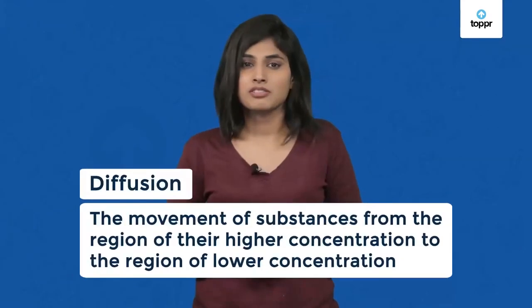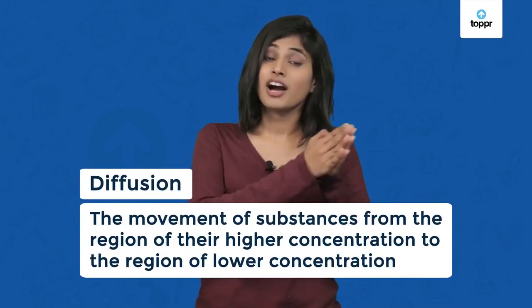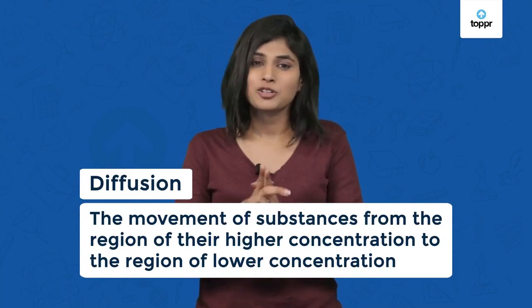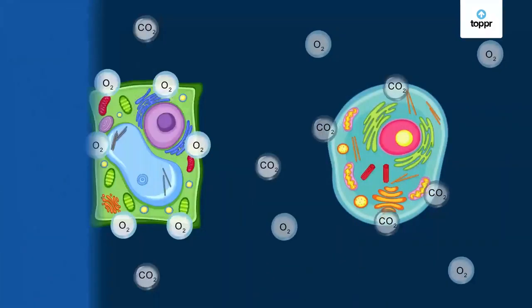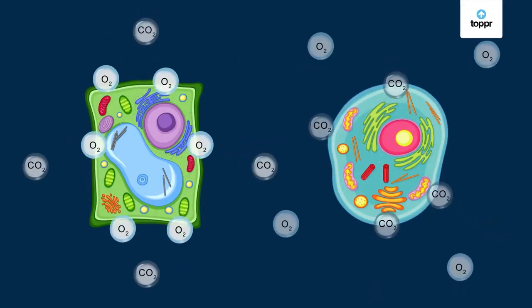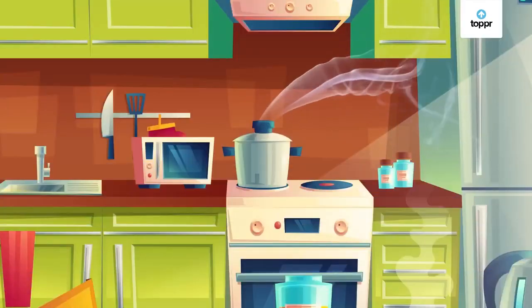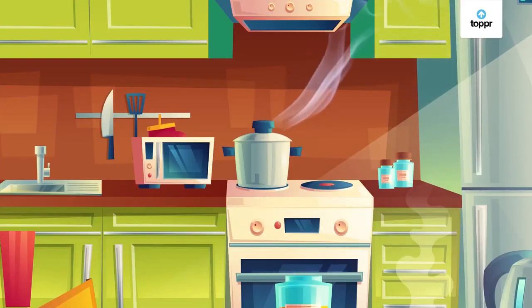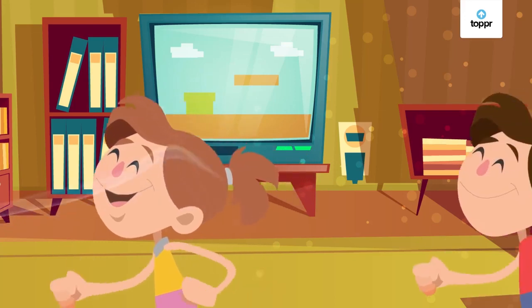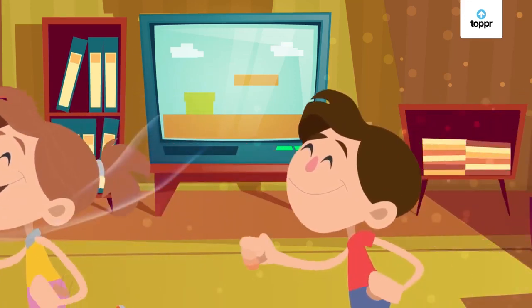This movement of substances from the region of higher concentration to the region of lower concentration is called diffusion. Usually, gaseous exchange across the cell membrane takes place by diffusion. You can also see diffusion happening around you every day, like when the delicious aroma of food spreads from the kitchen. But before you run into the dining room, let's quickly discuss one more concept, that is osmosis.